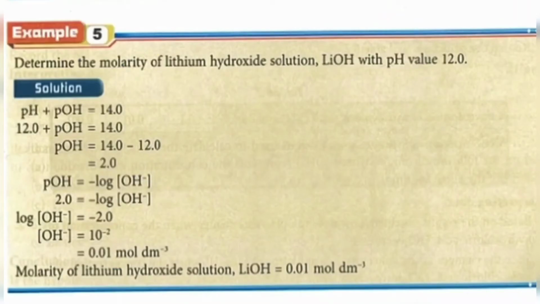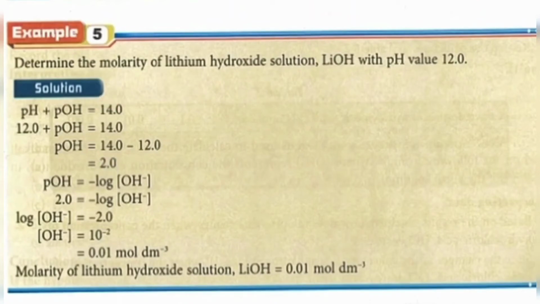Example number 5. Determine the molarity of lithium hydroxide solution with pH value 12. So here, given the pH value 12, we want to find the molarity. We know that pH plus pOH is 14. To find the pOH value, we just subtract the pH value 12 from 14. We will get the pOH value equal to 2.0.